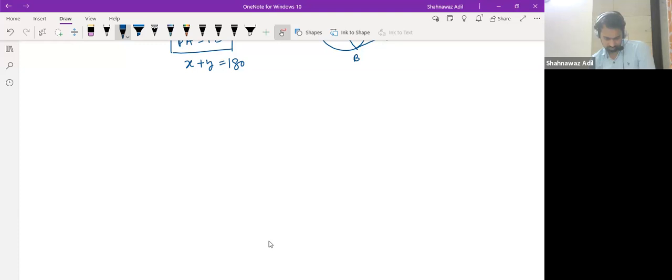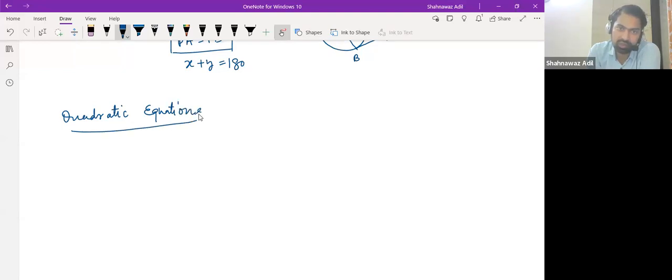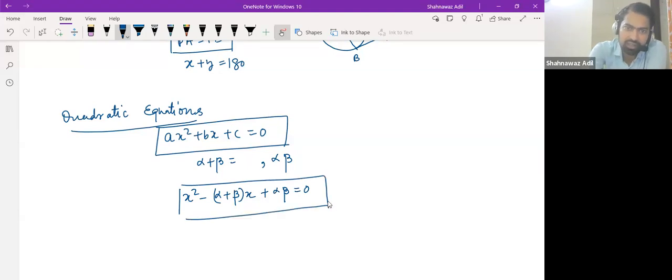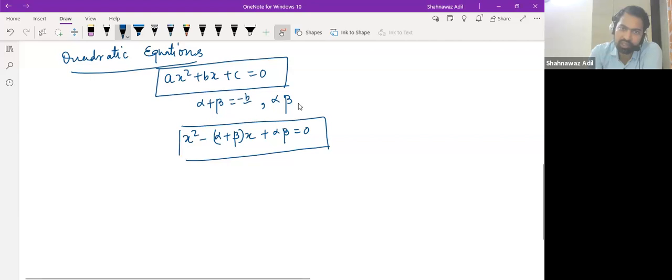Okay, so then what did we do? Quadratic equation, right? What did we learn in quadratic equations? First we learned about the general form that we already learned in the polynomial chapter. So the general form was this, right? And if we know the sum of the roots and the product of the roots, then we can write the quadratic equation as this. This we already learned in the polynomial chapter, and we also learned that this is minus b by a, this is c by a.